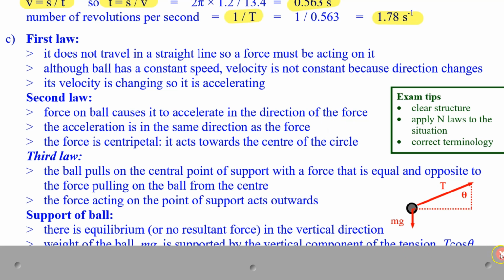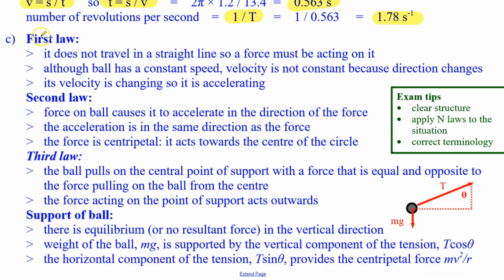Okay, so let's go through this bit by bit. So we've got 3 laws. So there's a lot of information here, 1, 2, 3, 4, 5, 6, 7, 8, 9, 10, 11.